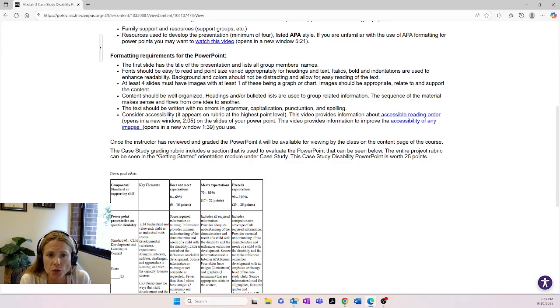So make sure that you look over and edit any mistakes. We're looking at grammar, capitalization, punctuation, and spelling. And then lastly, make sure it's accessible and it flows, right? This is a point on the rubric. I am going to be grading you on that. There is something about accessibility in here for a link if you want to look at that.